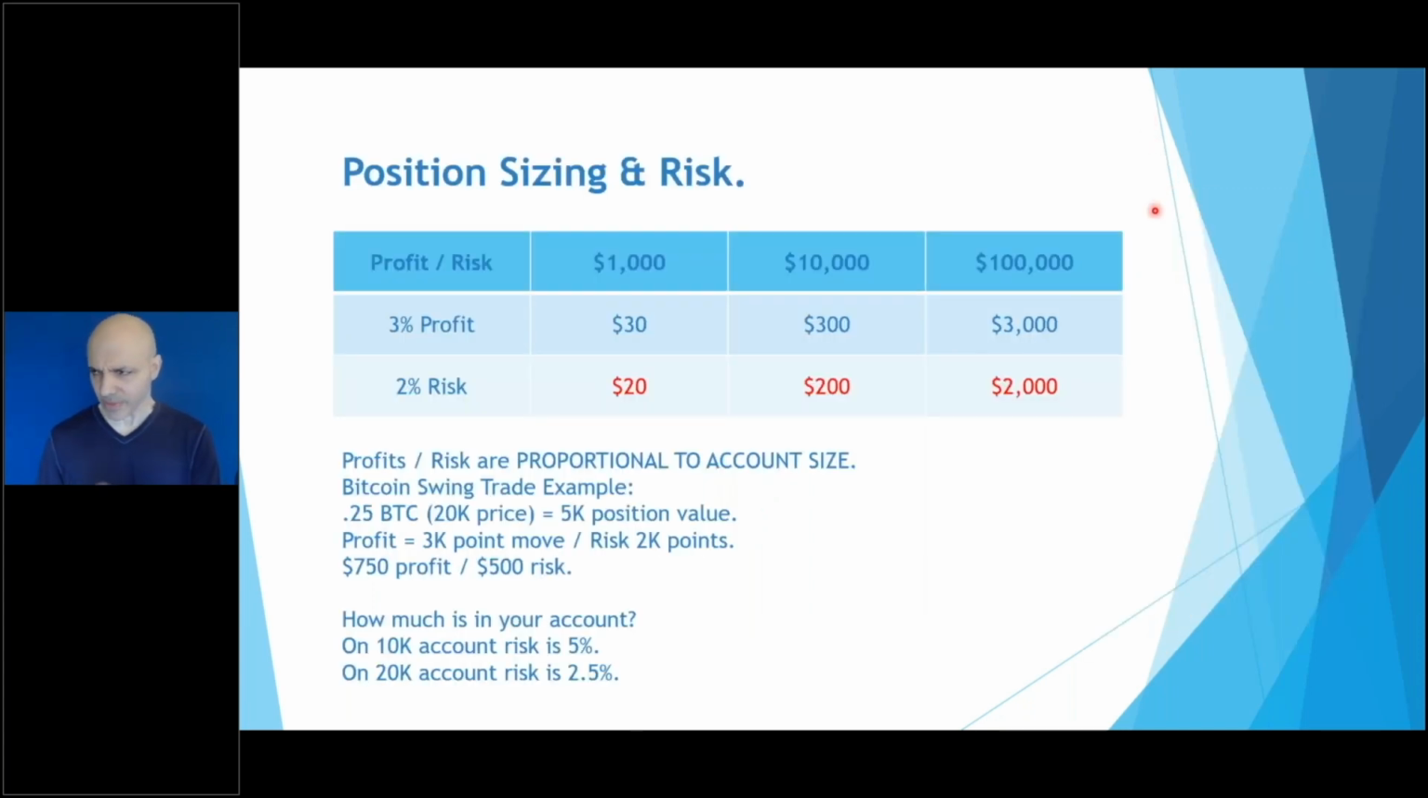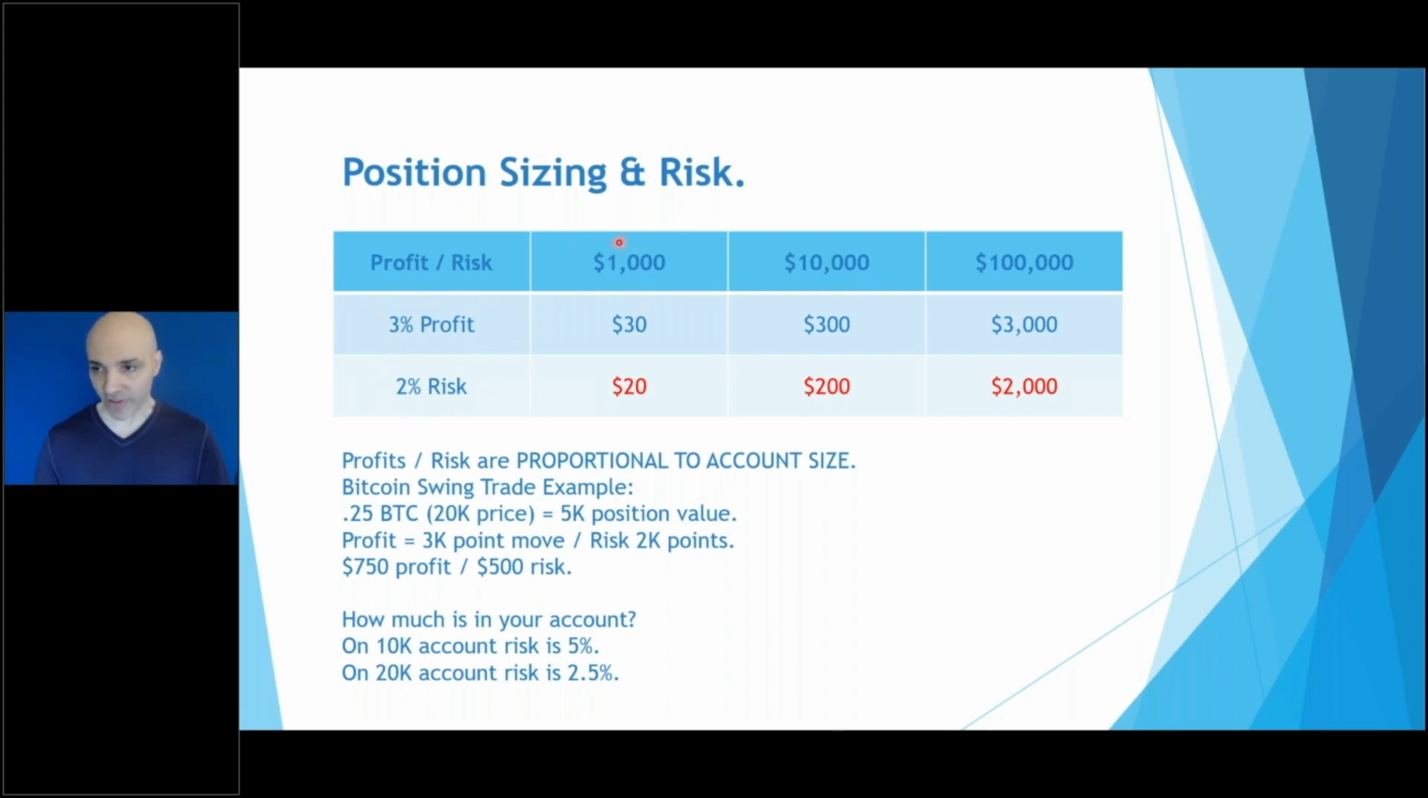Now, let's talk quickly about position sizing and risk. Here's the thing. People want to say, I want to make $500 a day, or I want to make $1,000. Well, the numbers up here on the top of the table are how much money is in your account: $1,000, $10,000, $100,000. Over here on the y-axis, you have potential profit and risk.